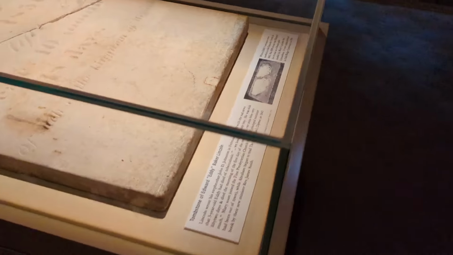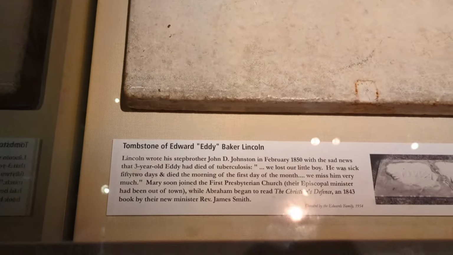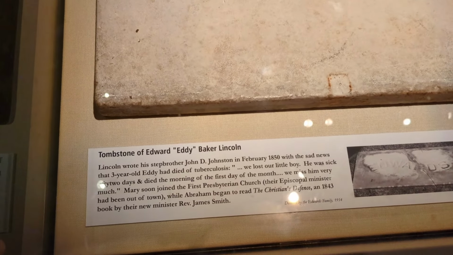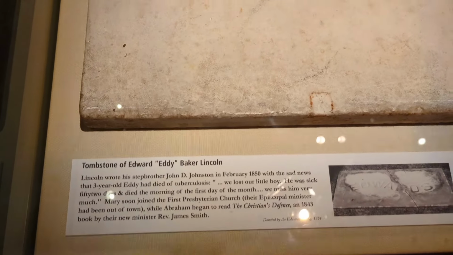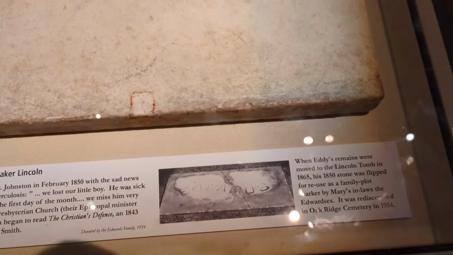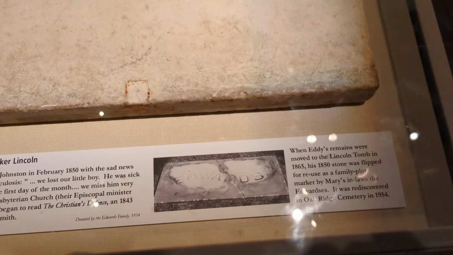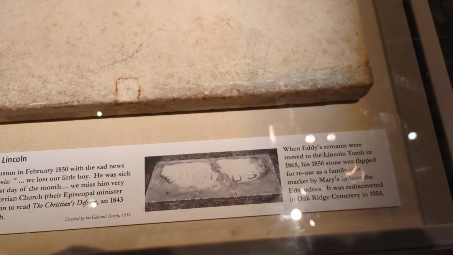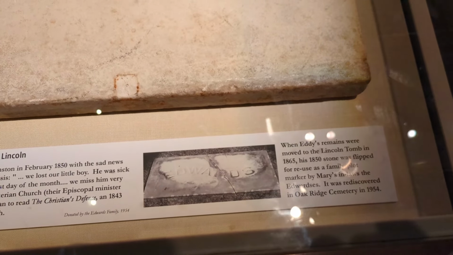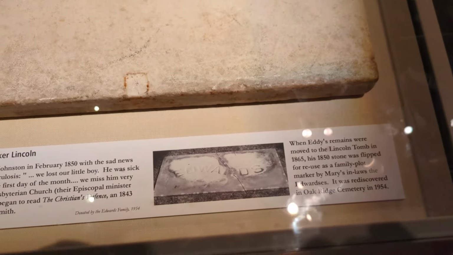This is the tomb, or the headstone, I'm sorry, of Edward Eddie Baker Lincoln. Lincoln wrote his stepbrother, John Johnson, in February with the sad news that the three-year-old Eddie had died of tuberculosis. Oh, that's his son who died in the house. May he rest in peace. When Eddie's remains were removed to the Lincoln tomb in 1865, his 1850 stone was flipped for reuse as a family plot marker by Mary's in-laws, the Edwards. It was rediscovered in Oak Ridge Cemetery in 1854. Wow.